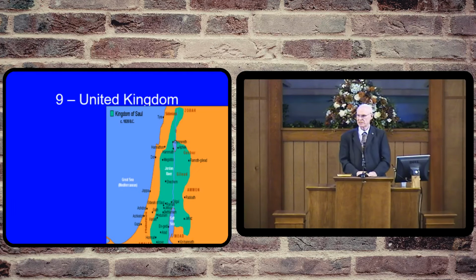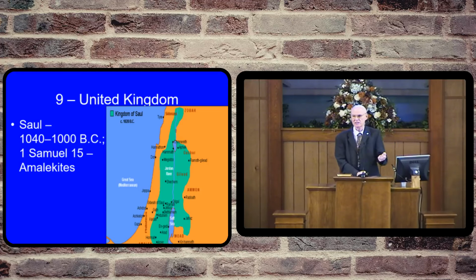So now we have period 9, which is the United Kingdom. United because later on there will be a divided kingdom. We'll get to it in just a minute. The United Kingdom. 3 kings in this time frame, Saul, David, and Solomon. And these dates are approximate, but they're nice and easy to remember. About 1040 to 1000 BC, the time of Saul as king, the first king appointed over the people.